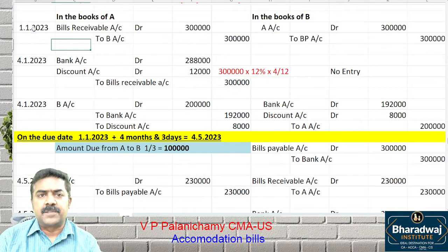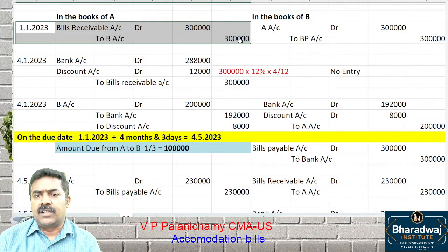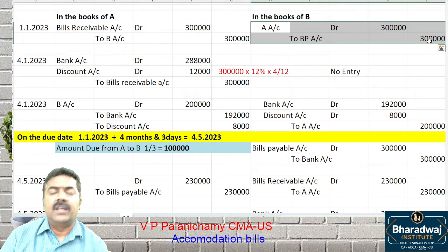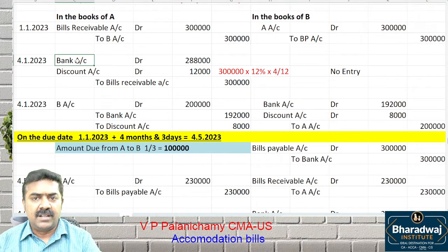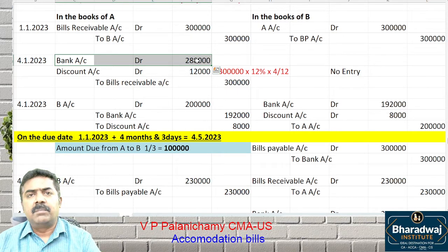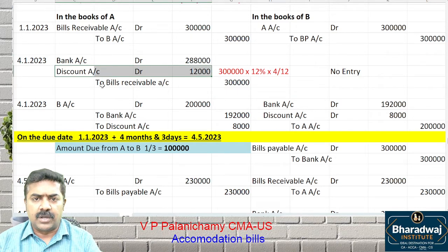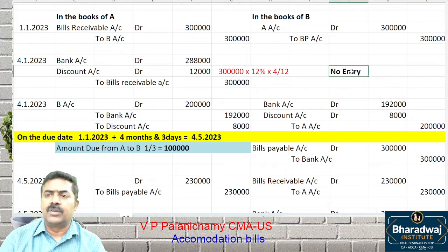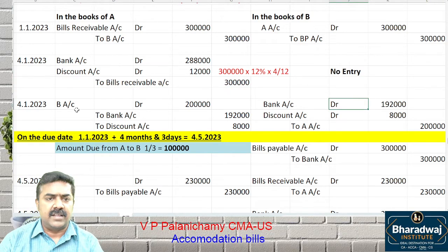Let me explain once again. We draw the bill, bills receivable to B. The other party is accepting the bill, A account debit to bills payable. We discount the bill, bank account debit, discount account debit to bills receivable. It is a transaction happening in our book. The other party will not pass any entry.